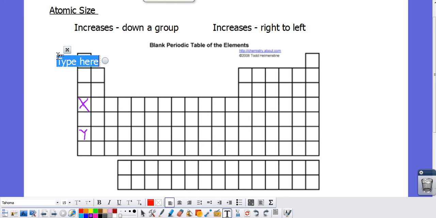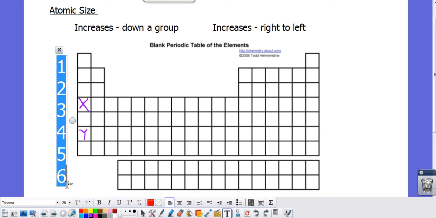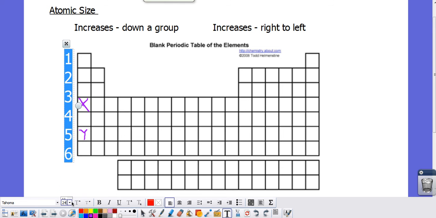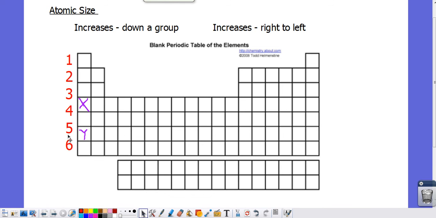The one that has 1, 2, 3, 4, 5, 6 layers. So it looks like X has 4 layers versus Y has 6 layers. So which element would be bigger? If you said Y, you're correct, merely because it has more layers of electrons. As we go down the periodic table, atomic size increases.